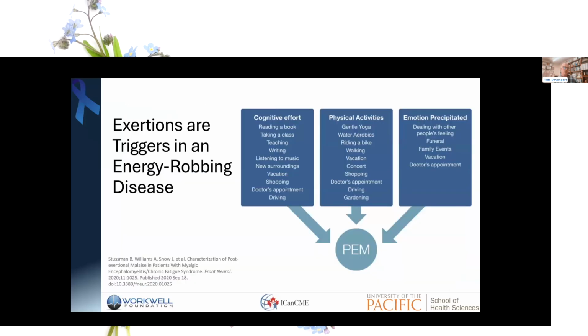But if you look at the literature, cognitive effort, physical activity, emotional precipitants all come forward as being potential triggers for PEM, and these exertions, because they require energy, we also call them triggers in an energy robbing disease. So people have a hard time in the moment being able to accommodate these tasks and also being able to recover from these tasks.